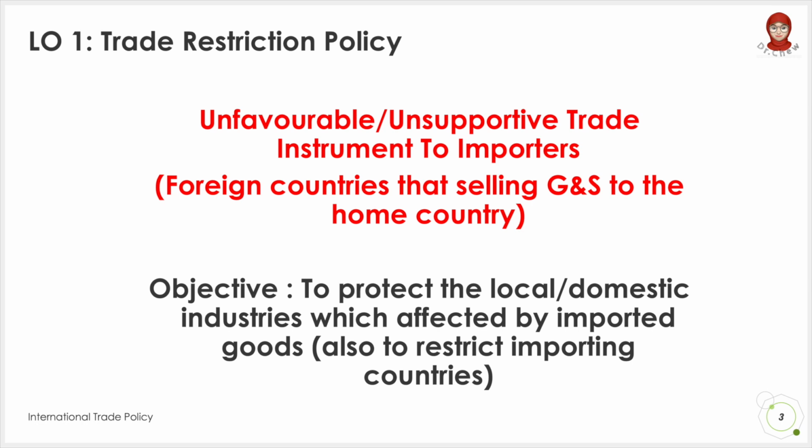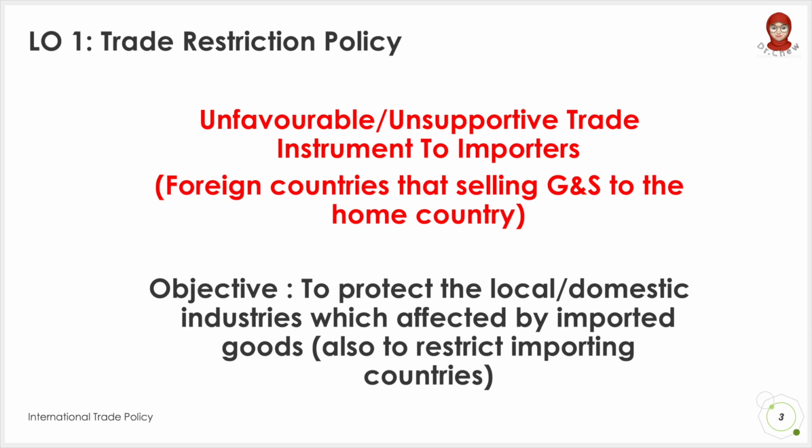Trade restriction policy refers to unfavorable or unsupportive trade instruments to importers. It is imposed on foreign countries that sell goods and services to the home or domestic country. The objective of trade restriction policy is to protect the local or domestic industry, which is affected by imported goods. Hence, domestic goods will appear cheaper than imported goods. Therefore, demand for domestic goods will increase.